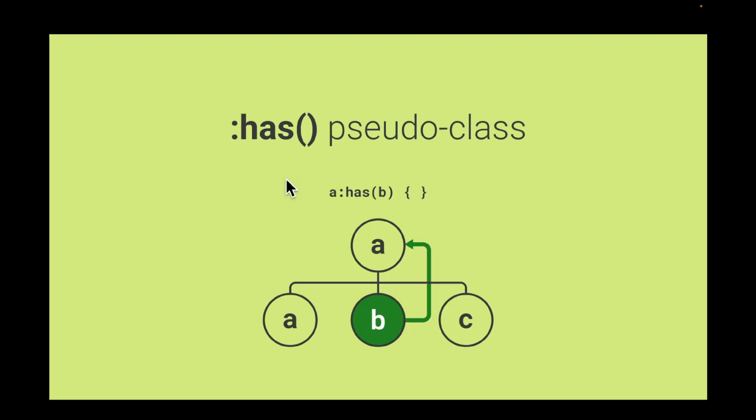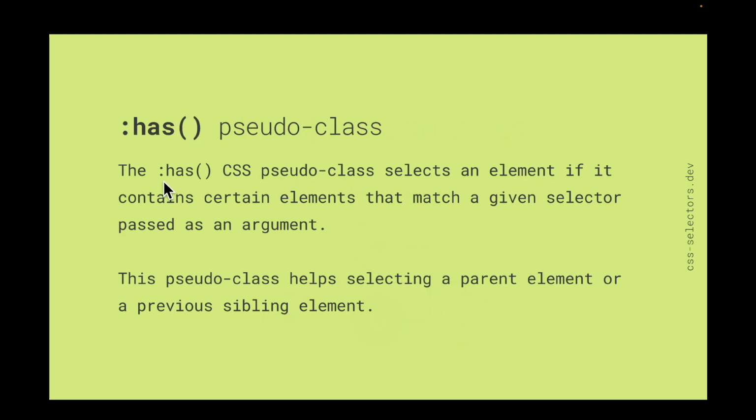Let's learn the has pseudo-class. Let's begin with its definition. The has pseudo-class selects an element if it contains certain elements that match a given selector passed as an argument. This pseudo-class helps in selecting a parent element or previous sibling element.